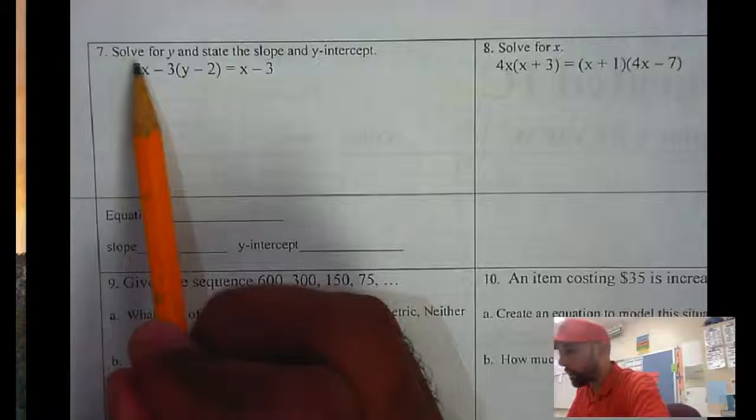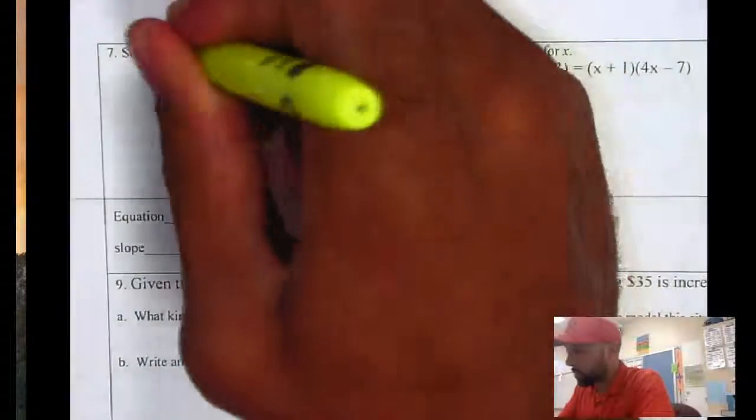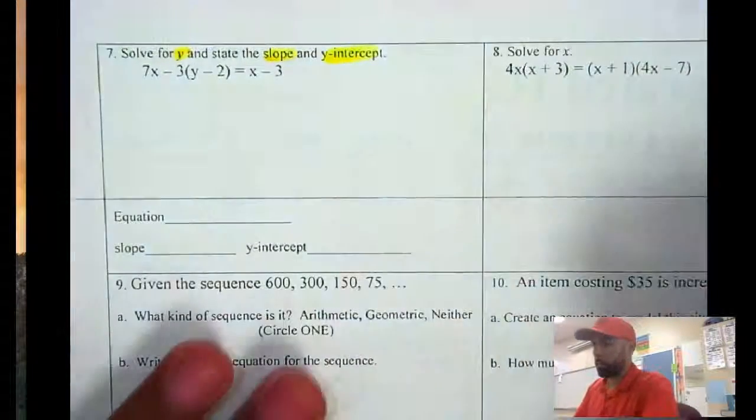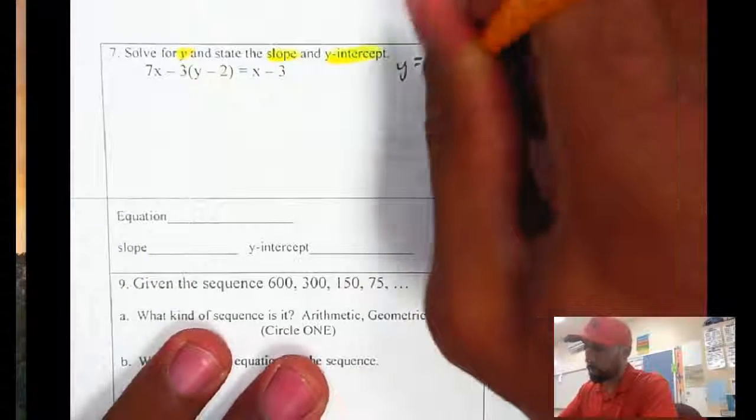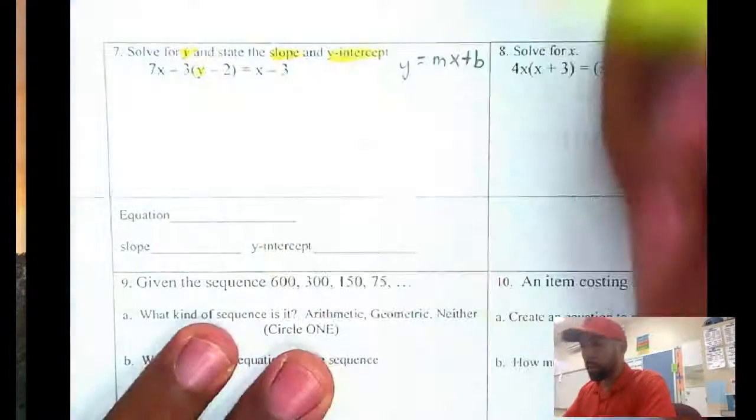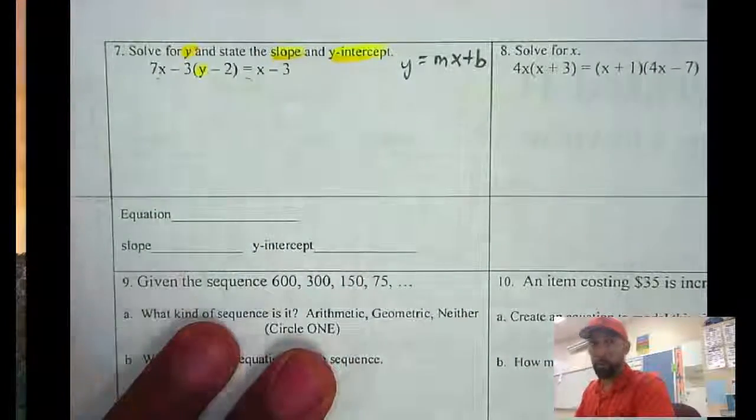Okay, so now I'm going to start with this first problem, number 7. It says solve for y and state the slope and y-intercept. Well, if it says state the slope and y-intercept, that means we're going to have an equation that's a y equals mx plus b type of equation. So let's go ahead and solve, remember, for y. That's the one we want to get by itself, because you notice there's an x, so we're not going to find one number, we're going to find an equation.